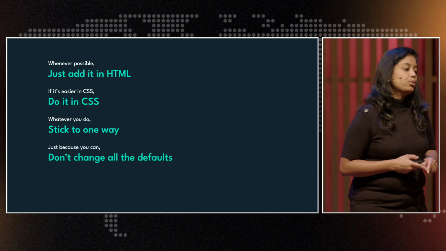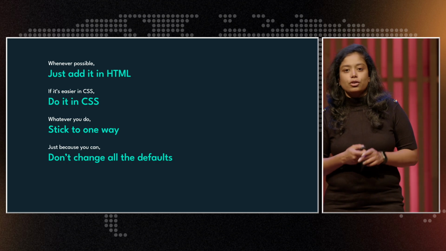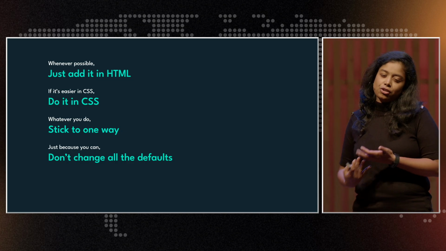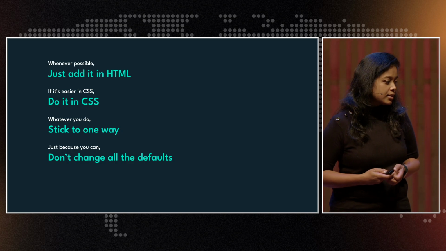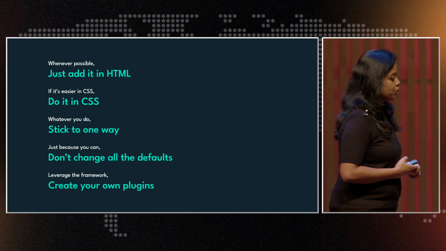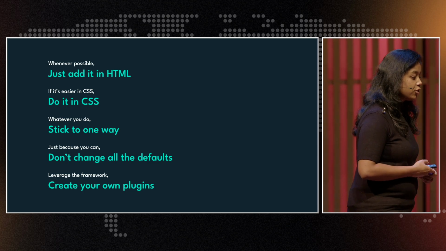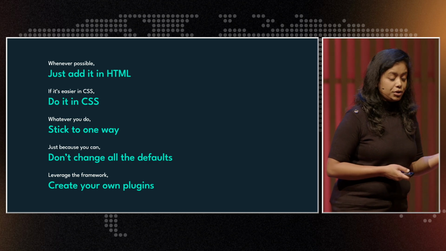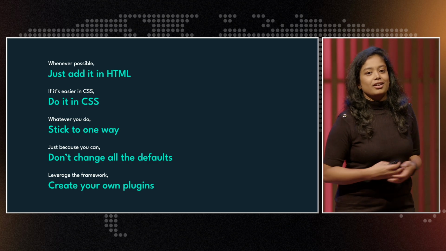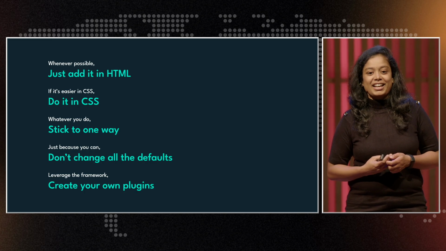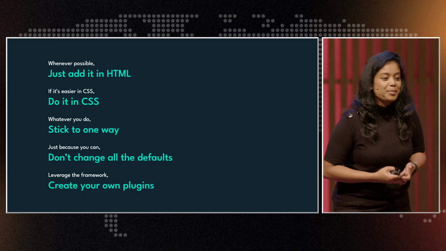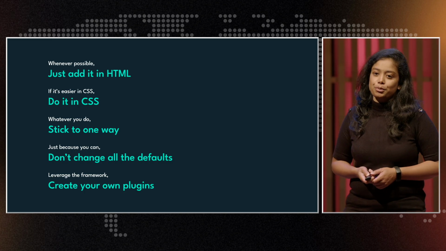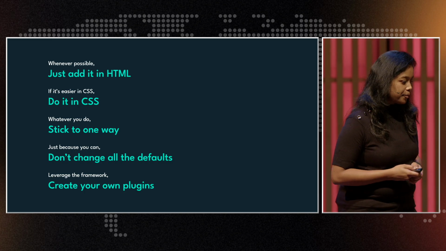And then just because you can, don't change all the configuration that exists. A lot of people are used to the defaults. We shouldn't really spoil that developer experience. And finally, you should leverage the framework, create your own plugins, probably even make it open source. There is no spacy for Tailwind, but yeah, you can explore the existing plugins also. Maybe use them if that's what you need for your project, or create new ones. There are amazing ones out there already.